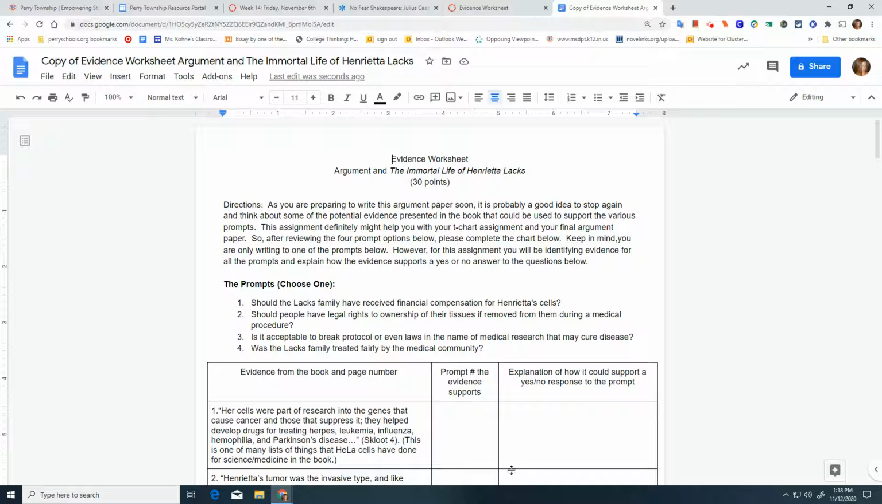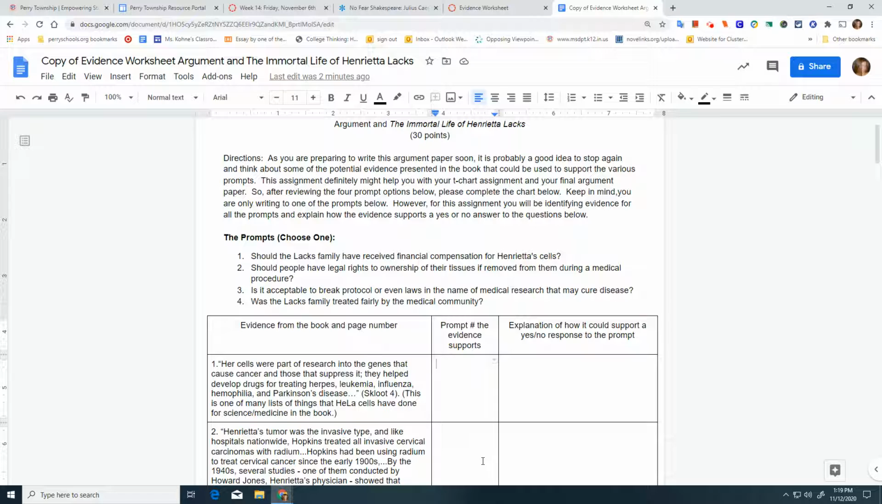What I'm going to ask you to do is read the evidence in the first column. In the second column, I'm going to have you just put the number of the prompt you think that this evidence from the book could be used to support a yes or a no answer for. And then in the third column, you're going to explain how this would support this prompt and how you would use it if you were writing a paper to that prompt.